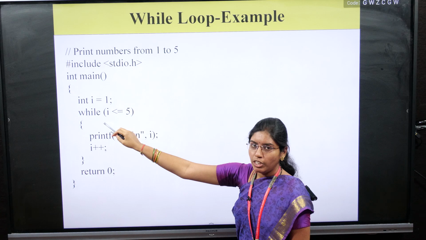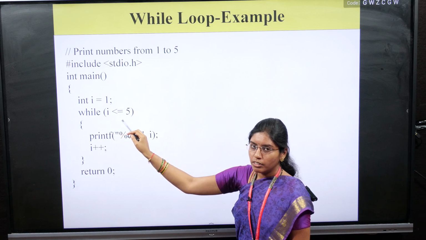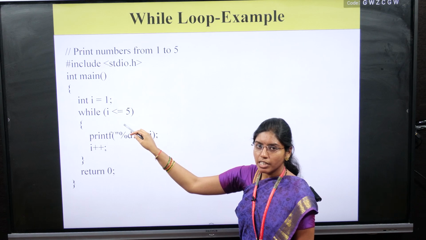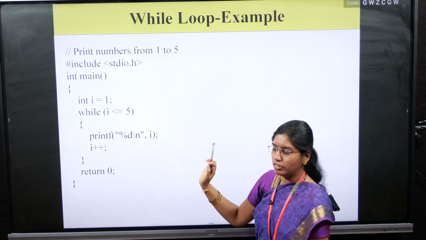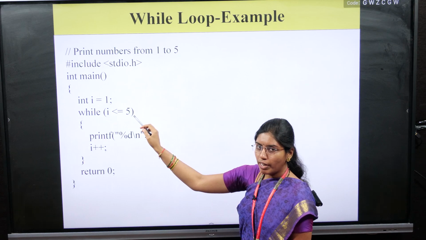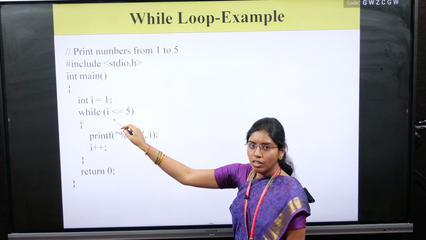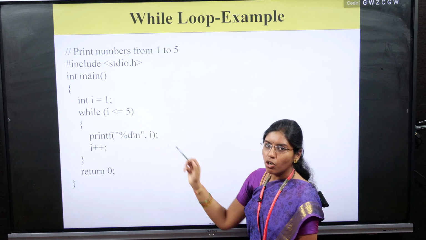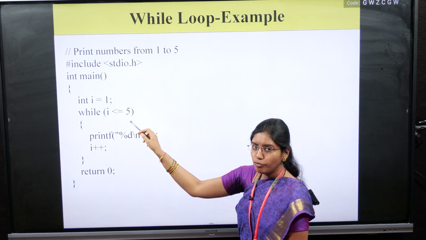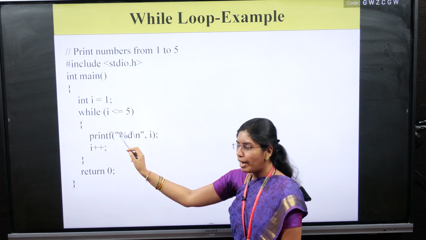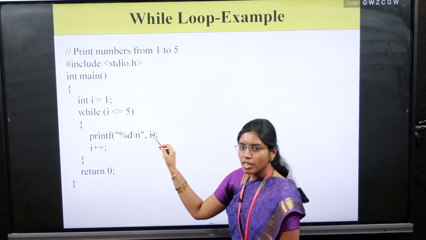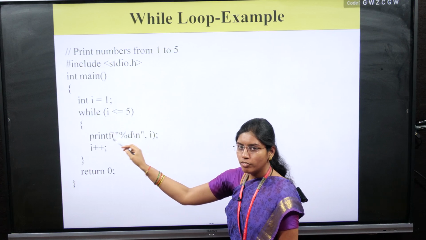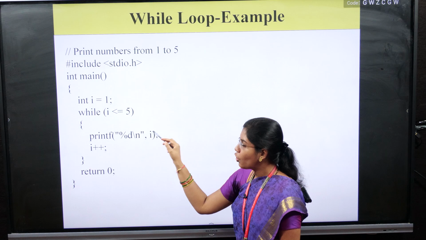Your syntax we need to write here: while, open the parenthesis, write i <= 5. This is nothing but your test expression, or a condition. The i value is 1, and 1 <= 5, so the condition is true here. If the condition is true, then it is going to enter the block, and whatever statements are inside the block will be executed. For example, printf("%d\n", i).